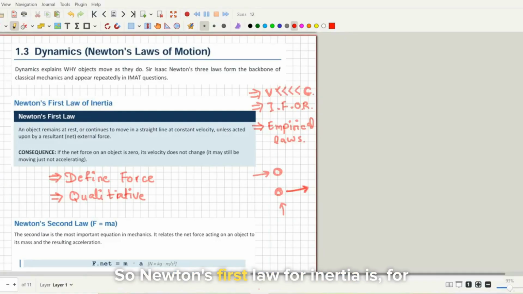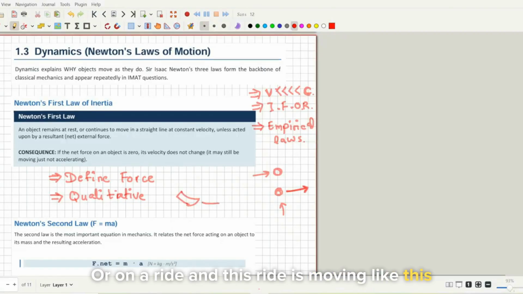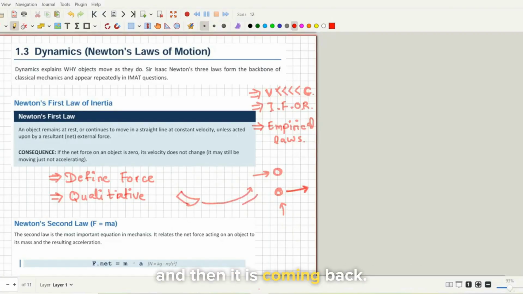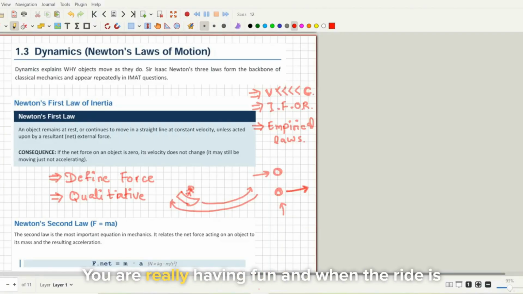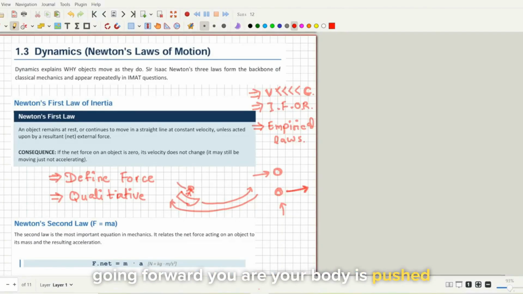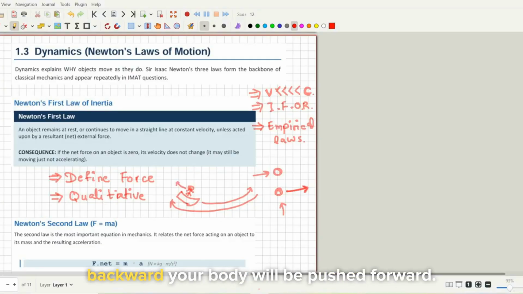So for example, for inertia, if you are on a swing or on a ride, and this ride is moving forward and then coming back, you are sitting on the ride and the ride is moving forward and then backward. You are really having fun, and when the ride is going forward, your body is pushed backward, and when you are coming backward, your body will be pushed forward.